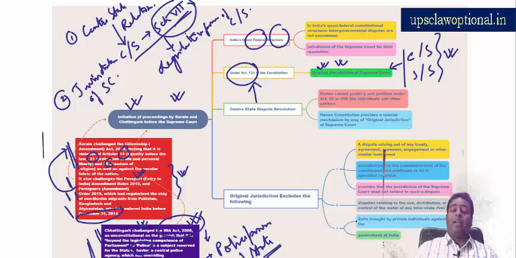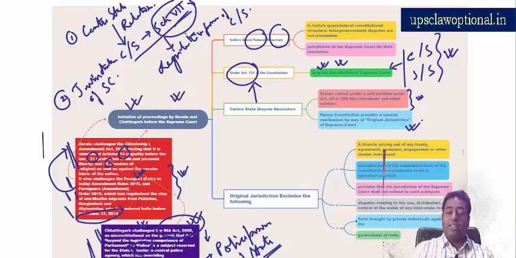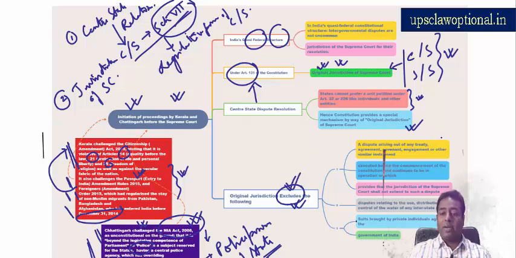Center-state dispute resolution was somewhat taken care of under Article 131. But the question is why this special mechanism was required. The answer is obvious: states cannot prefer a writ petition under Article 32 or 226 as an individual can before the Supreme Court. The state cannot do so, so there has to be a special mechanism. This is the special mechanism in the form of original jurisdiction. Now original jurisdiction excludes the following, things which do not fall within it. This is a list of that.